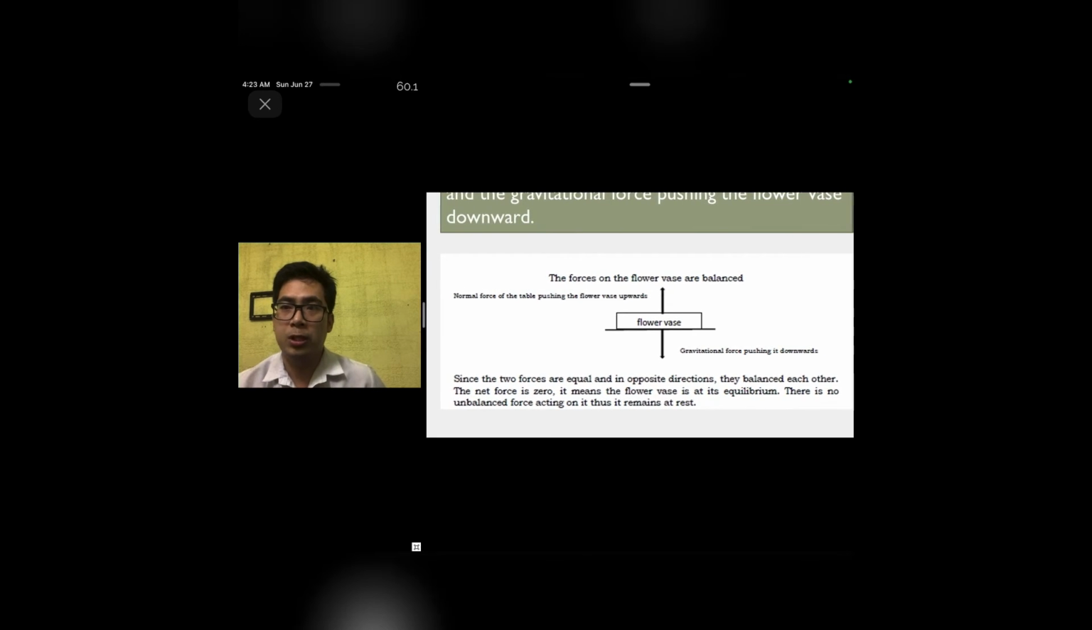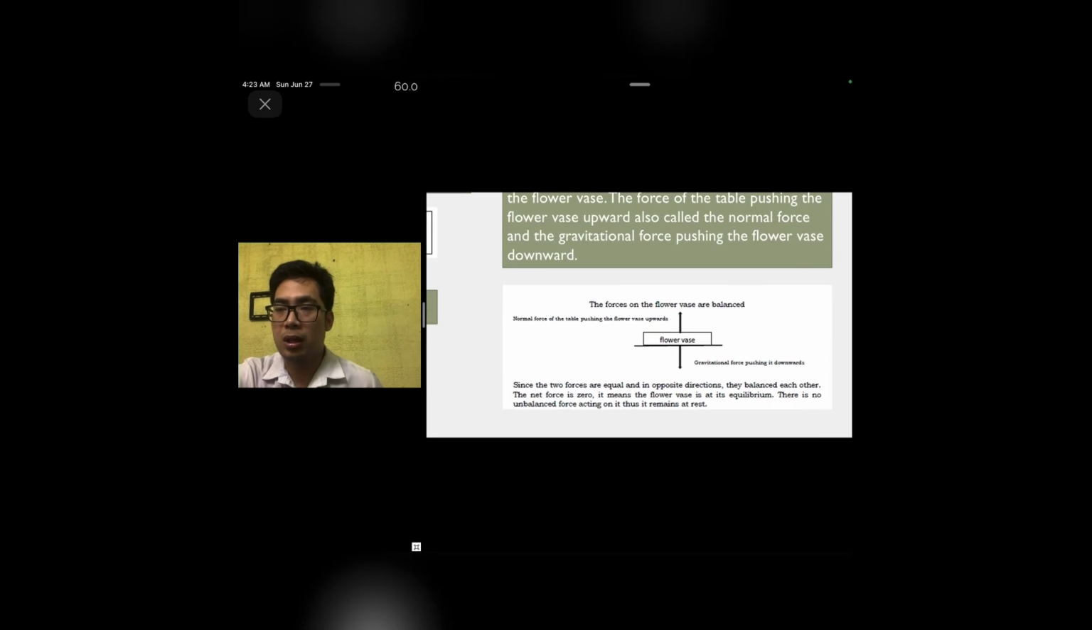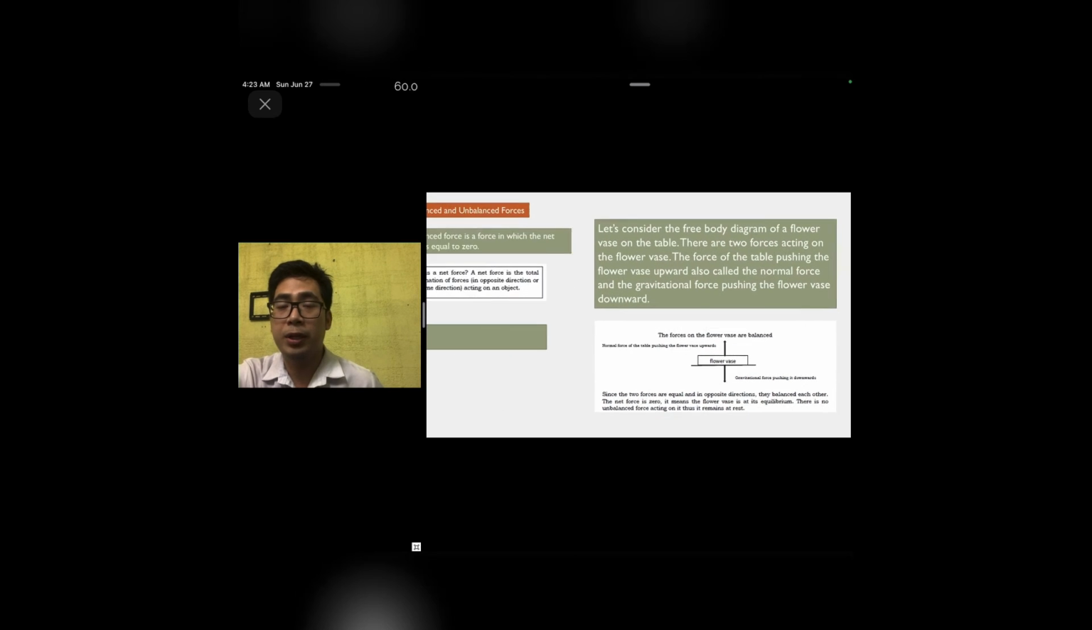equivalent lang yung forces from upwards and downwards. So therefore, it stays in the same place. So therefore, the forces between the two are balanced. Since the two forces are equal, they are balanced forces to each other, and the net force is 0.